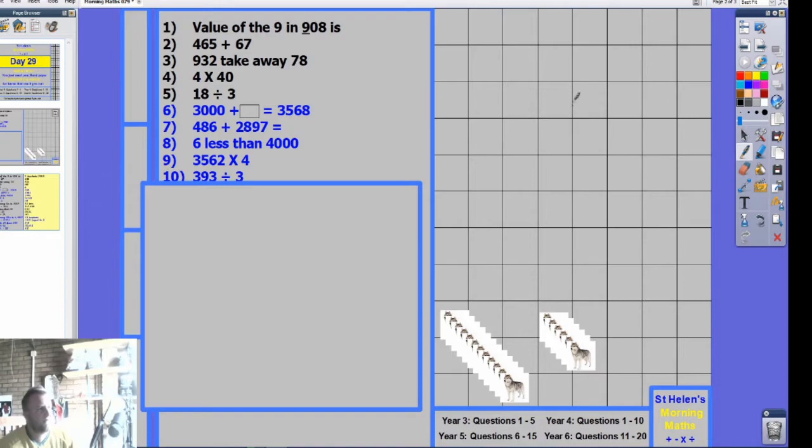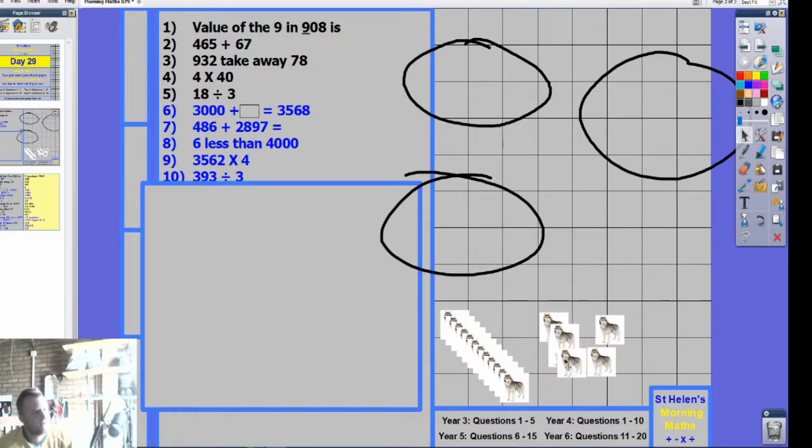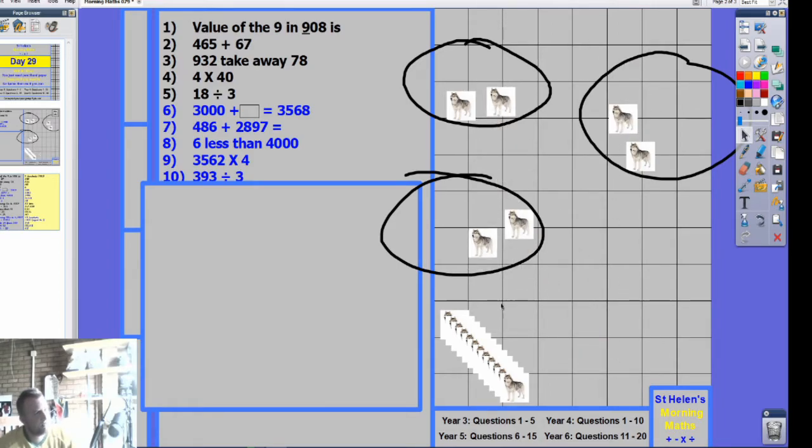18 divided by 3. Let's put 3 bags. Okay, unfortunately, I'm going to put these wolves in bags. I don't want that to happen, but we're going to do it. I'm going to assume I've got 18 wolves over here. Hopefully, I've got 18 wolves. I'll just make copies if I don't. And we're going to put 1 wolf in each bag. Sorry, wolf. 1, 2, 3, 4, 5, 6. Got to make sure they're all spread evenly.